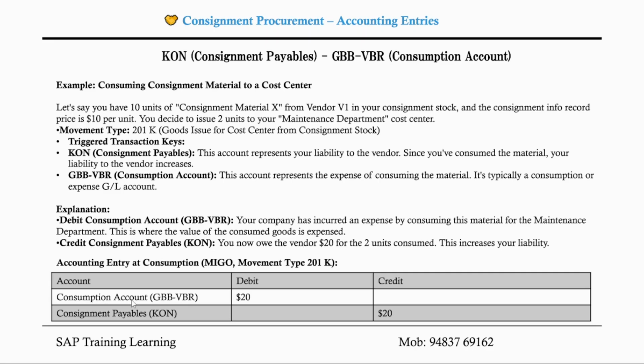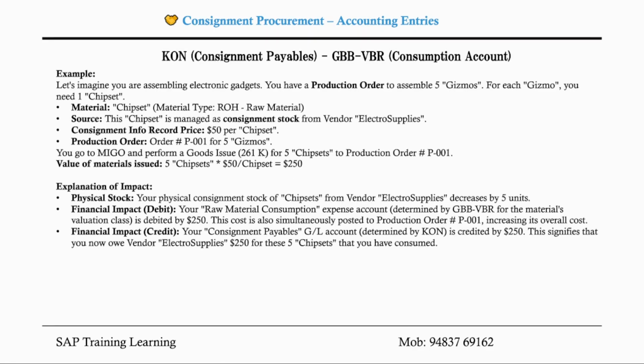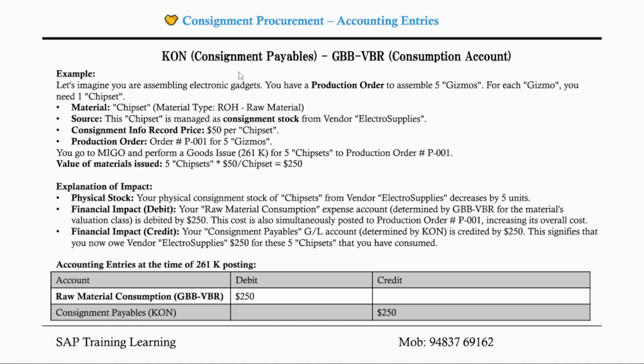You see, consumption account GBB VBR debit side 20, consignment payables credit side 20, which means you used consignment stock of $20, and this account is actually consumed, and it is an offsetting entry of this $20. If you go to another example with 261, what you do with 261, you issue the consignment stock to your production order, right?